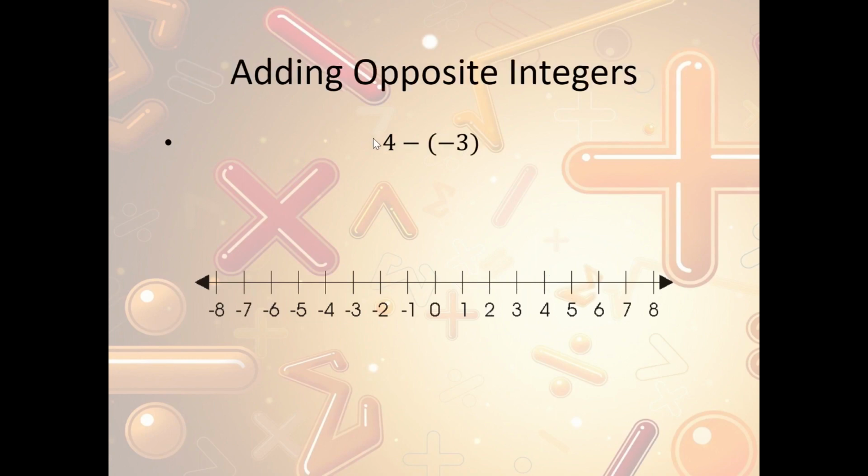Now what if we're subtracting opposite integers? So we're going to start here at 4, and we're going to go back -3. So we're going to go back this way, but again, we're going to go back the opposite way. So that means we're going to end up turning around and coming this way. So we're 1, 2, 3. So we should be at 7. So 4 minus -3 is positive 7.